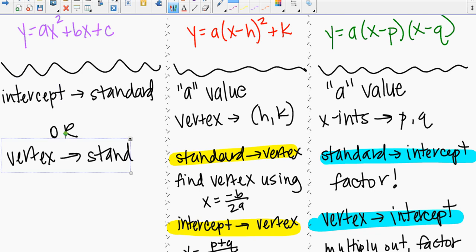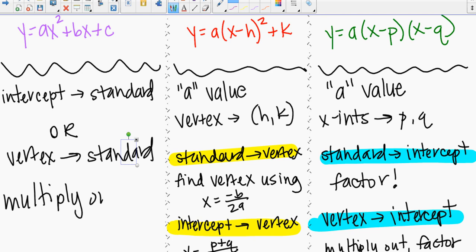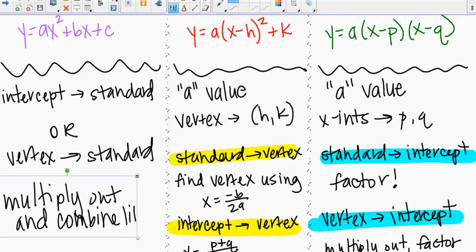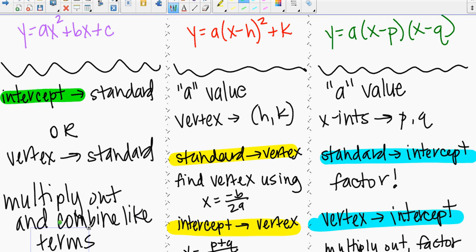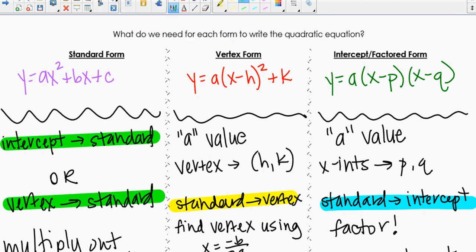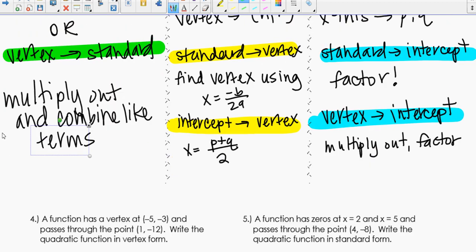In both cases, you need to multiply out and then combine like terms correctly, meaning follow your order of operations. Okay, so I don't care which one you're doing there. Whether you're intercept to standard or vertex to standard, it's the exact same thing. Okay, a is the same in all of them, so that's the easy thing to pull. So let's practice that a little bit.